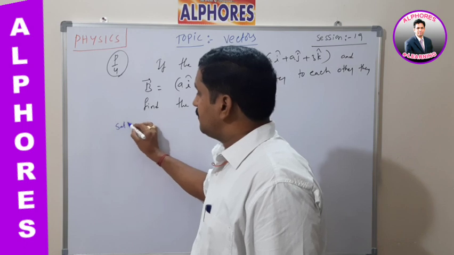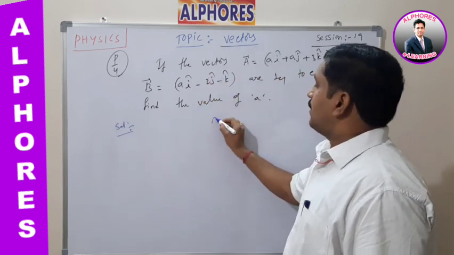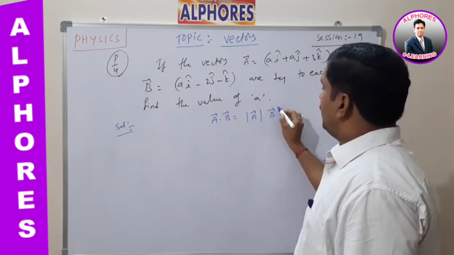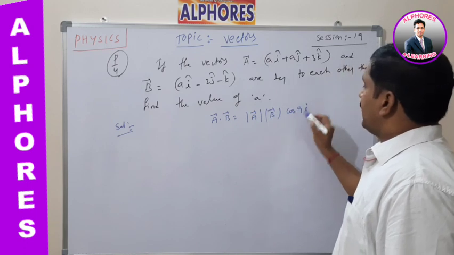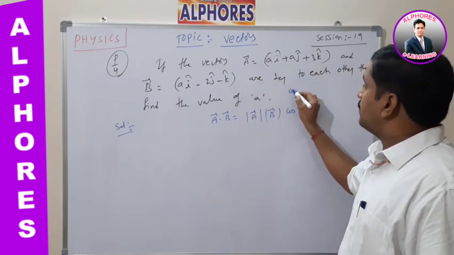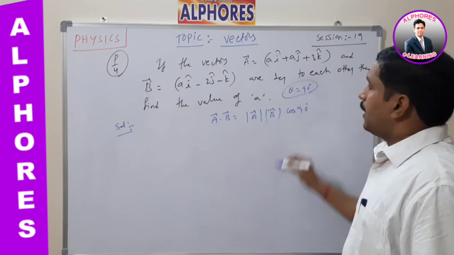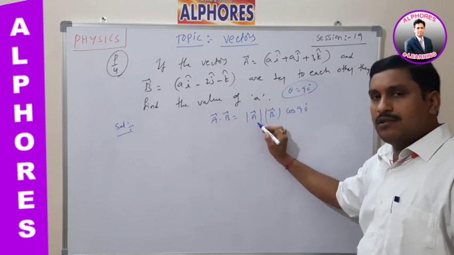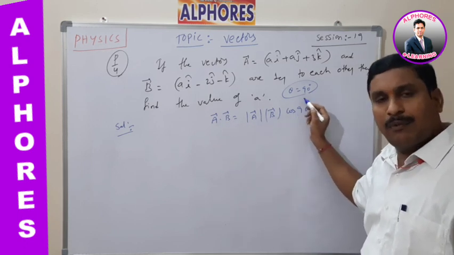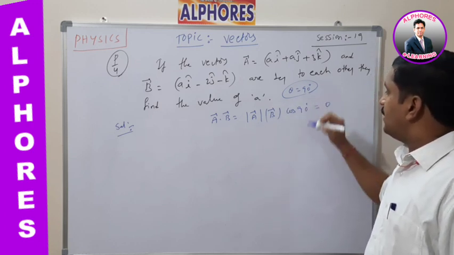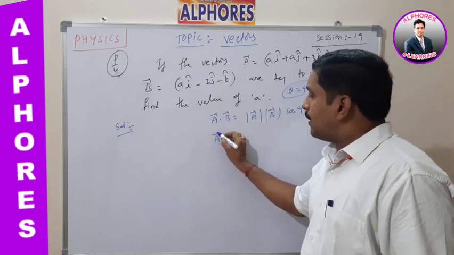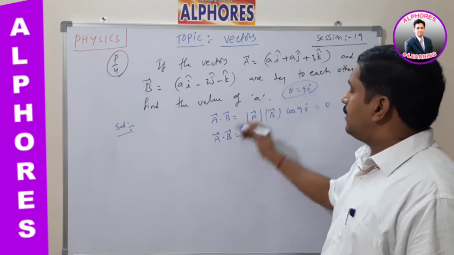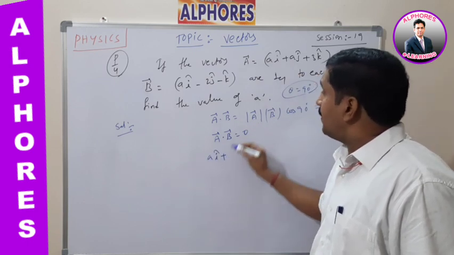As per the dot product of two vectors, A bar dot B bar is equal to the modulus of A bar into the modulus of B bar into cos 90, because these are perpendicular and theta is equal to 90 degrees. Cos 90 is 0. So if the two vectors are perpendicular, the dot product of these two vectors is 0.